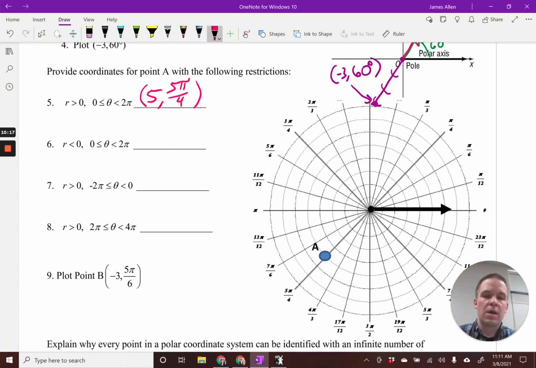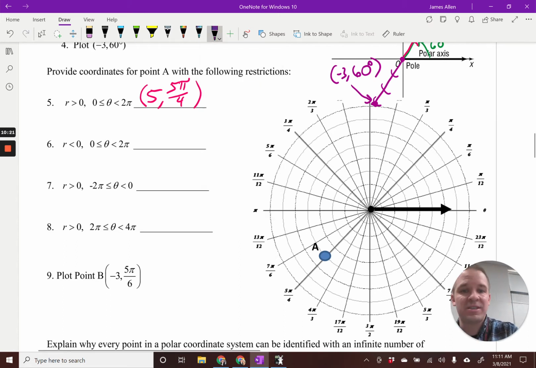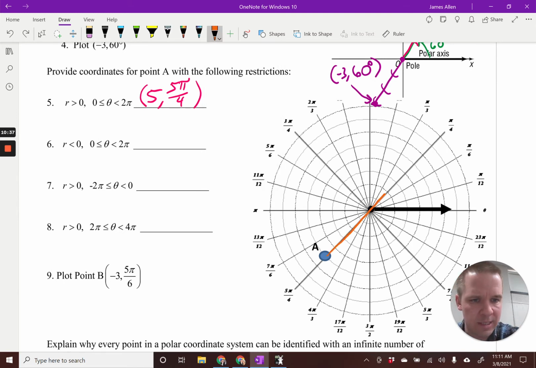Awesome. Now the next one asks us to do negative radius, okay? And still between 0 and 2 pi. Well, a negative radius, remember, it would reflect back. So what if I were to think about right along here? It's a little hard to see with the purple. Maybe I'll choose a different color, something a little brighter. How about orange? That's better.